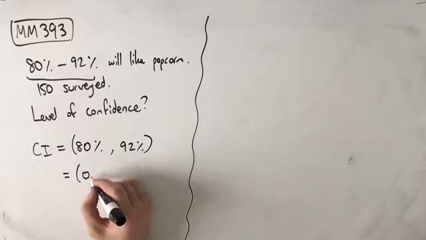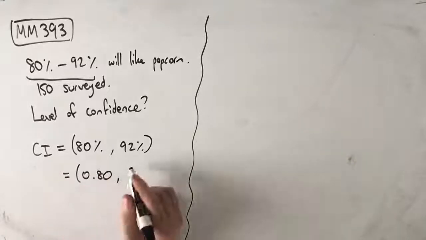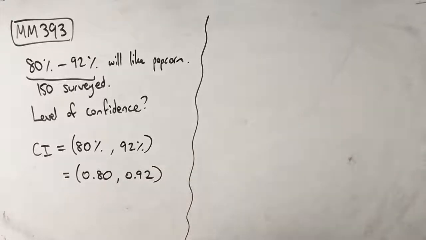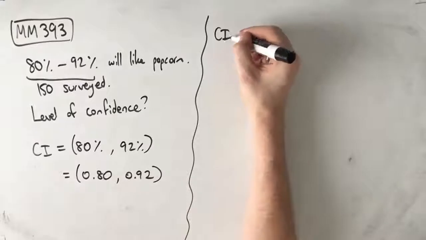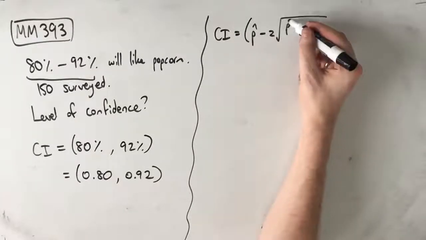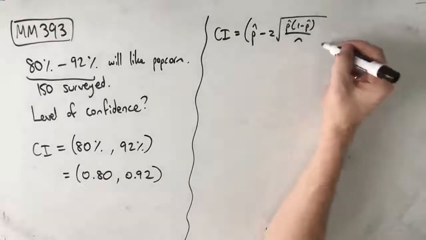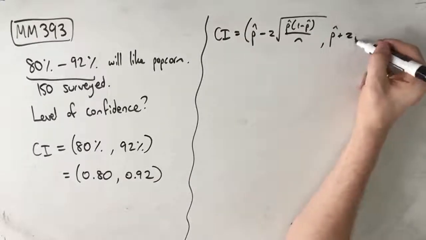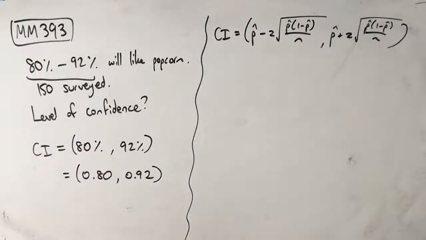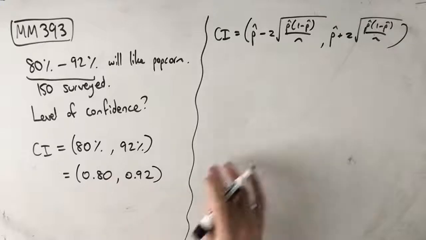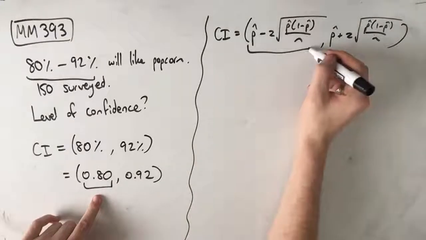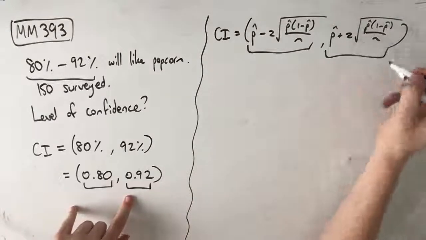Changing this to a decimal, which is always good to do, we have 0.80 to 0.92, and that's our confidence interval, right? Now, we also know that a confidence interval is given by p hat minus z, root p hat (1 minus p hat) over n, to p hat plus z, root p hat (1 minus p hat) over n. Awesome. Now, because of this, these two things correspond to each other, right? Which means that 0.80 is equal to this side and 0.92 is equal to this side.